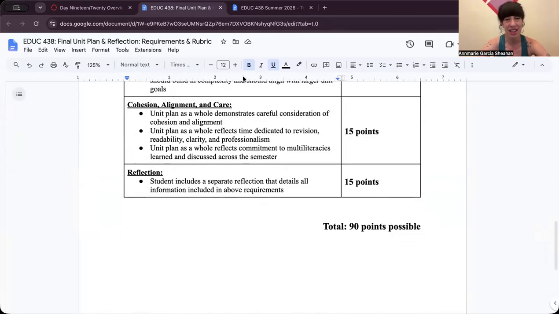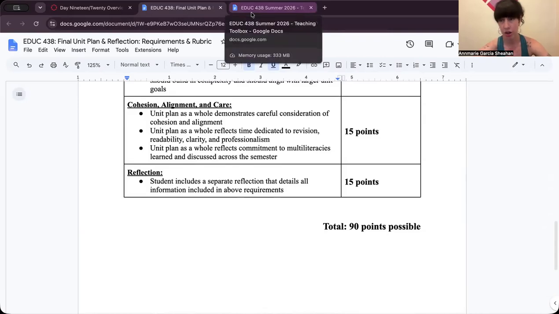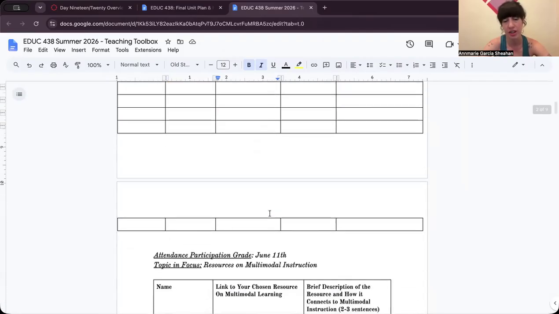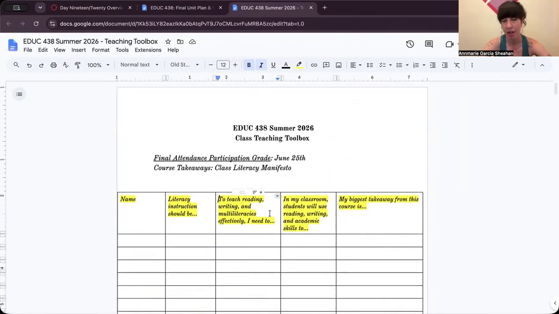So the last thing that I want to go over is your attendance participation grade, your final one. There is a link under the Day 1920 module to our teaching toolbox. And you'll notice that at the top of this, you have a manifesto. And this manifesto is inspired by the sentence starters that I used on Tuesday's Zoom. But instead of just relating them to writing, I'm going to relate them to multi-literacies and literacy in general. So I chose 4 of them for you to fill out here.